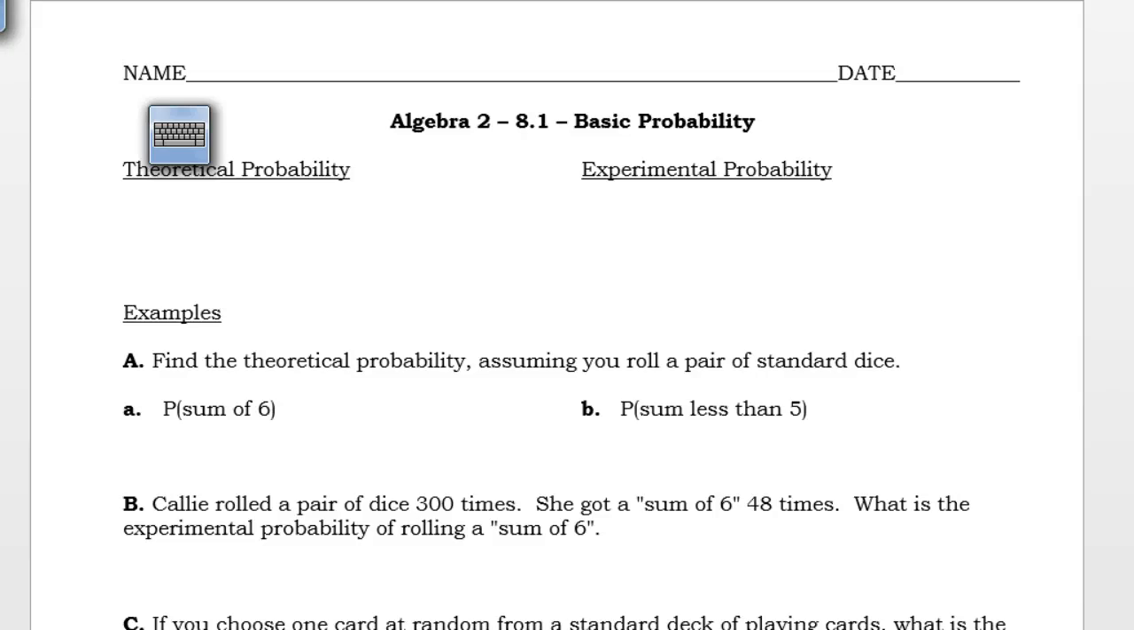This is Algebra 2, Lesson 8.1, Basic Probability. So hopefully this lesson is more of a review than anything new.